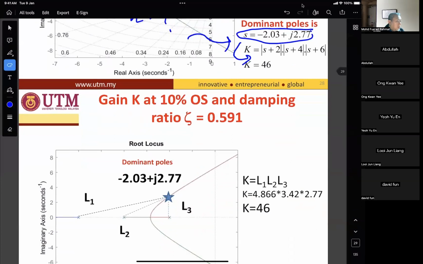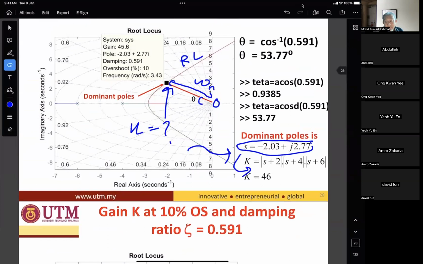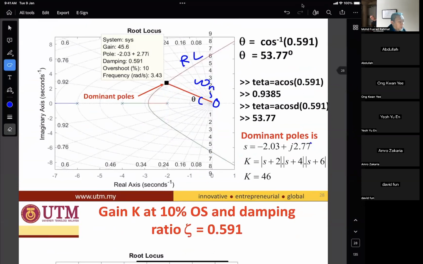Doctor, excuse me, can I ask a question here? Sure. For the dominant poles, you said the only way to get the dominant poles is from the plot. So if the plot is not given, is there another way to get it, or is it only this way? Okay, if the plot is not given.